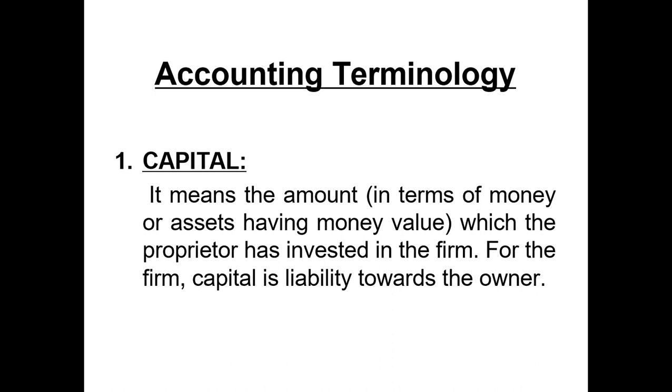If he brings the furniture into the firm, if he brings building to the firm, if he brings machineries to the firm, all such assets, all such resources which have money value will also be a part of capital which the proprietor has invested into the firm. For the firm, capital is a liability towards the owner. It is the obligation which is created towards the owner. The firm has to pay back the amount of capital at the end of the life of the business.